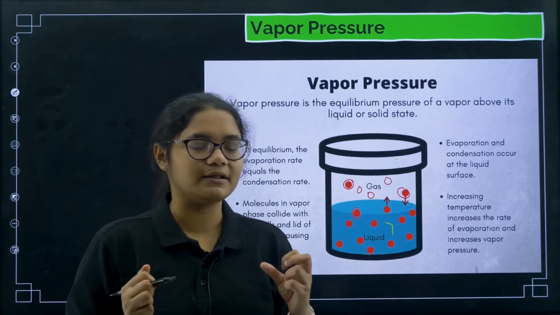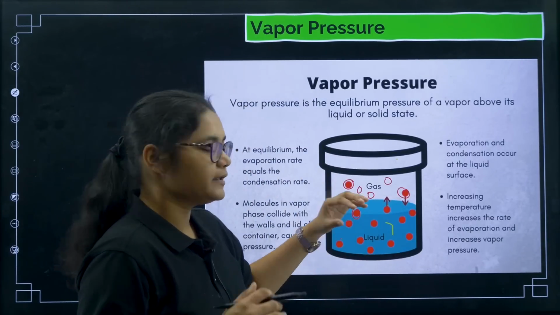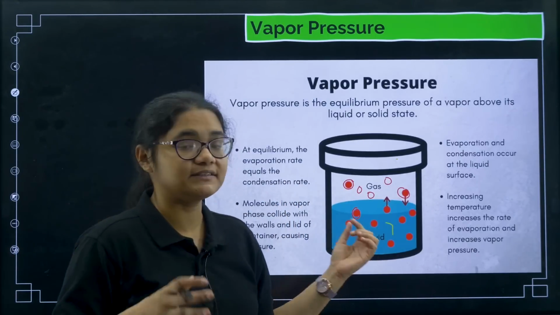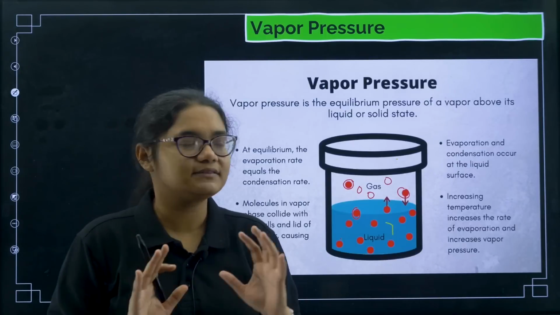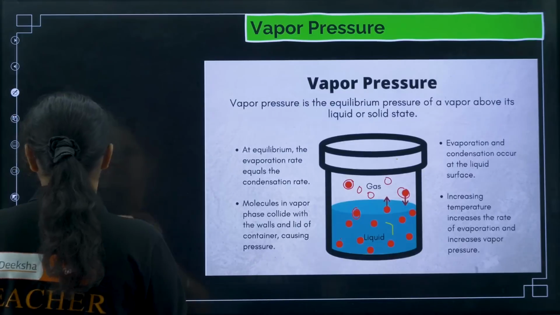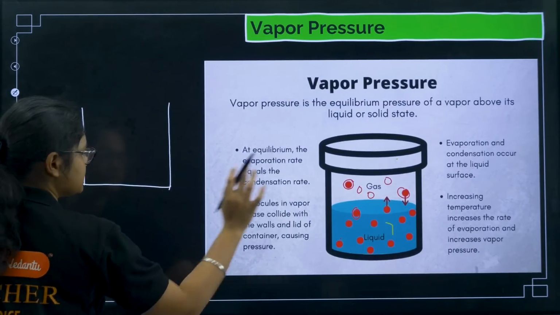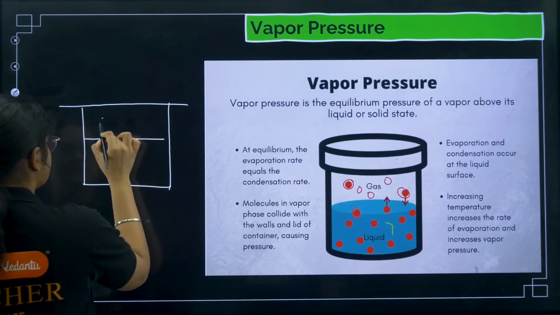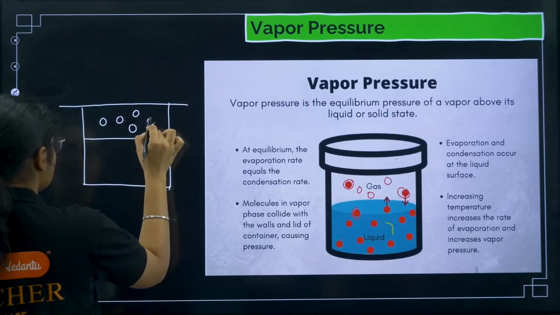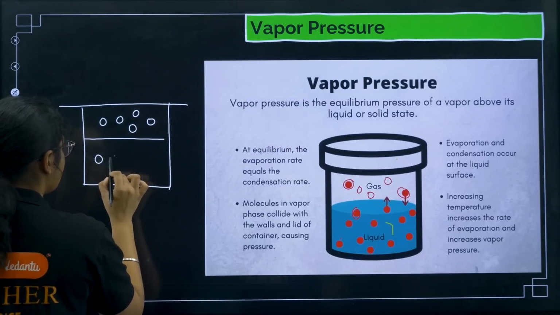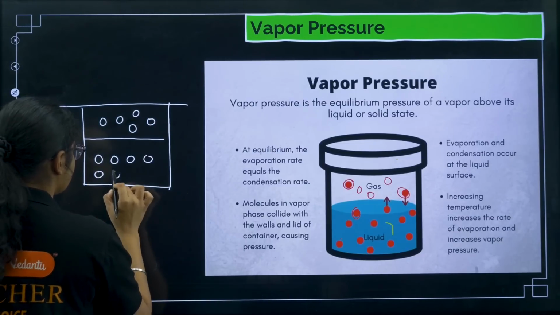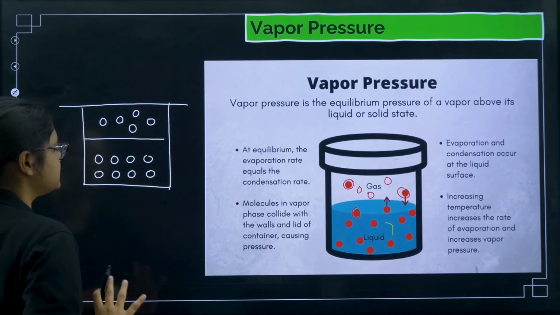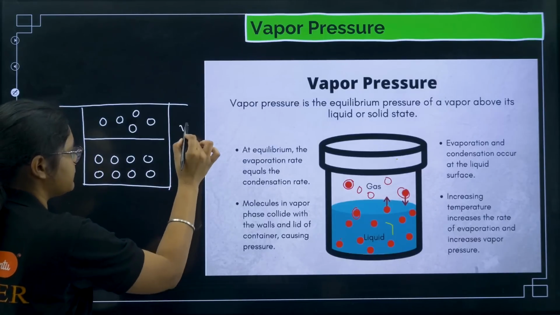Equilibrium attained means that the number of particles in the vapor phase and the number of particles in the liquid phase remain constant. I'll give a small example. Suppose this process was going on, and there were a total of 13 particles. After a certain time we found that 5 particles are in the vapor phase and 8 particles are in the liquid phase.